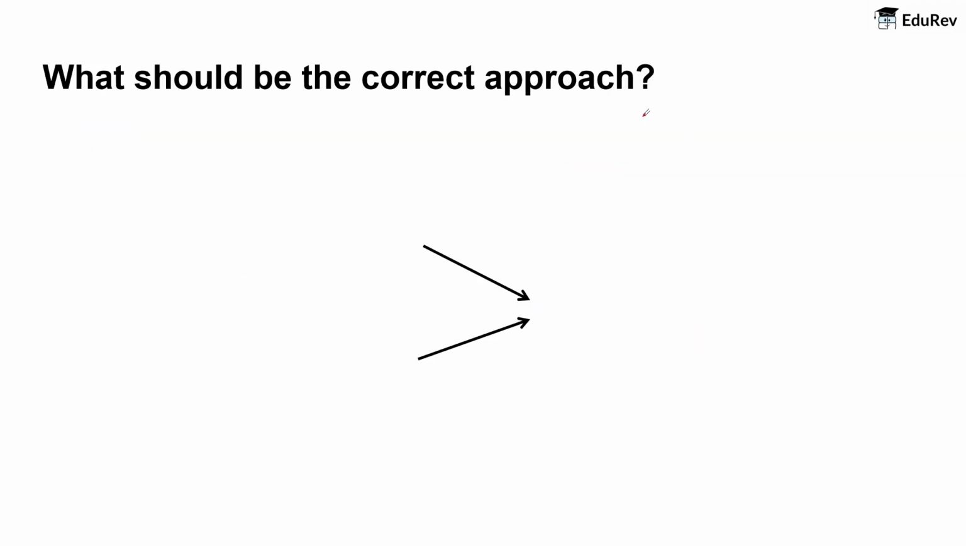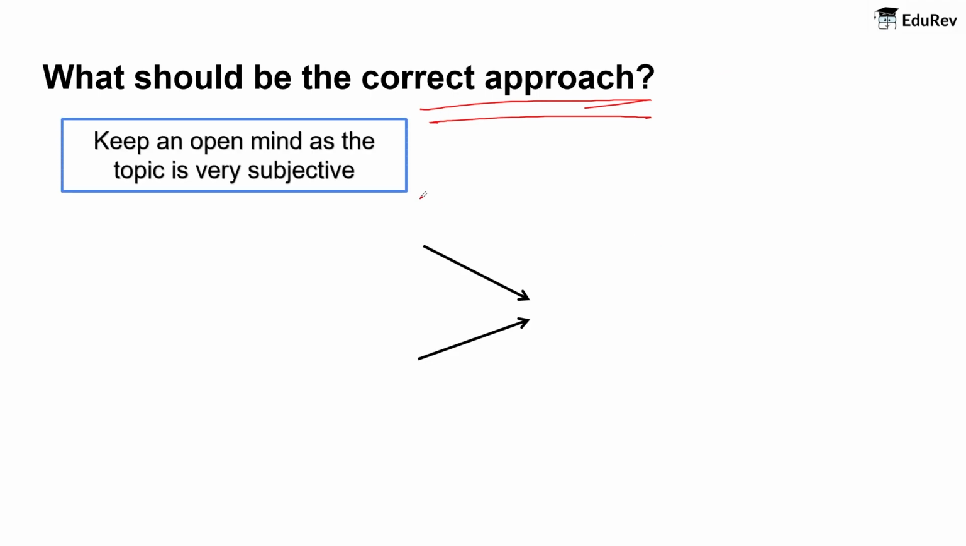So without wasting much time, let us discuss what the correct approach for this should be. See, as the questions asked in this would be very random, it is possible that you may get the pattern at the very first chance and you may not get it even after 3 or 4 chances. So you have to keep an open mind as the topic is very subjective. You have to keep an open mind while you are reading a series. You have to try different approaches, which we will be learning in this video after a few minutes.